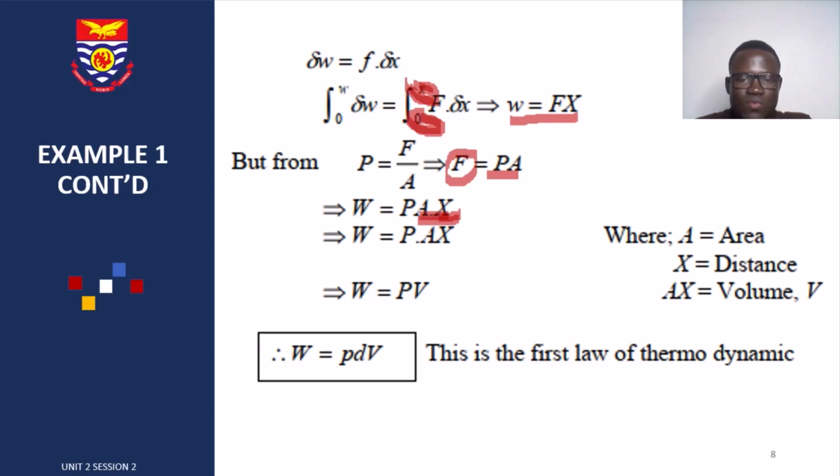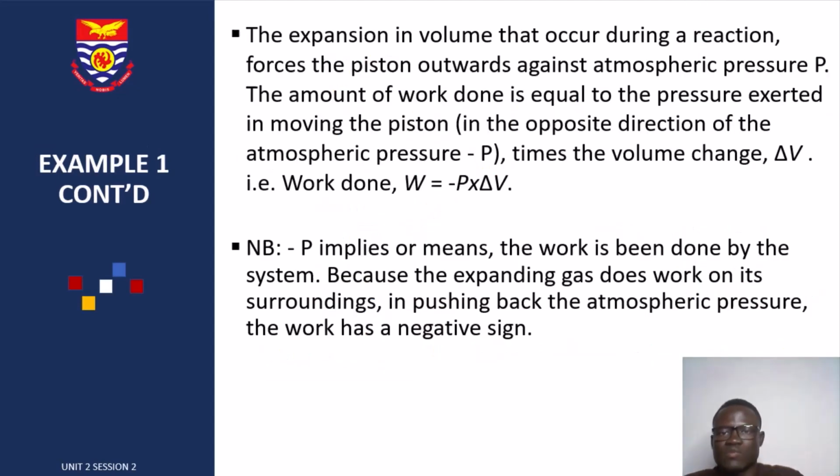So for us to be able to simplify this formula, we write it as W is equal to PV, or W is equal to P dV, where dV represents the change in volume. The expansion in volume that occurs during a reaction forces the piston, that is in our previous example, outwards against atmospheric pressure. The amount of work done is equal to the pressure exerted in moving the piston in the opposite direction of the atmospheric pressure times the volume change. That is to say that our work done now becomes what? W is equal to negative P times change in volume.